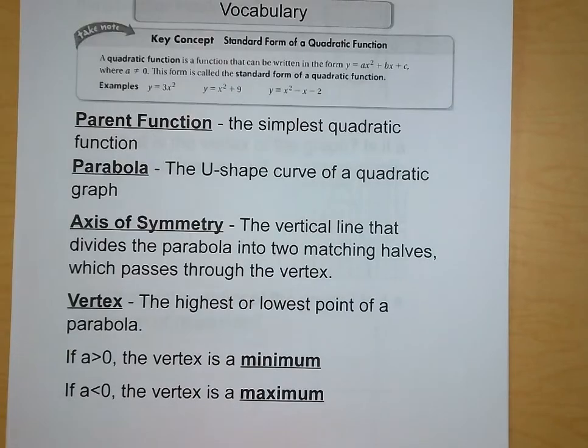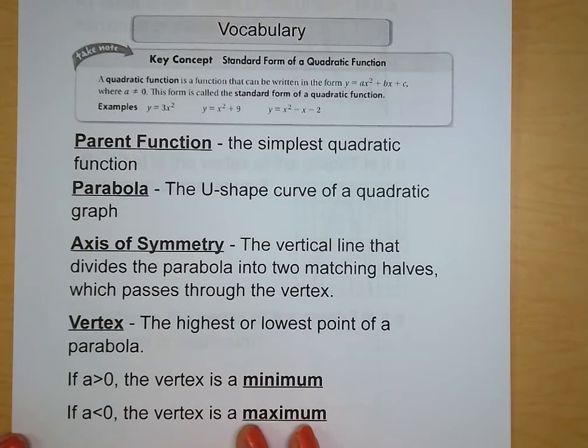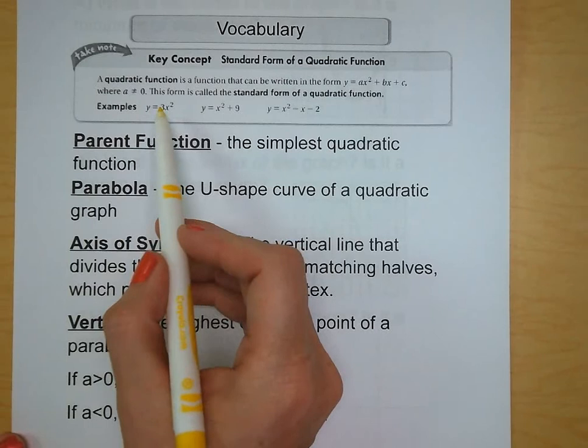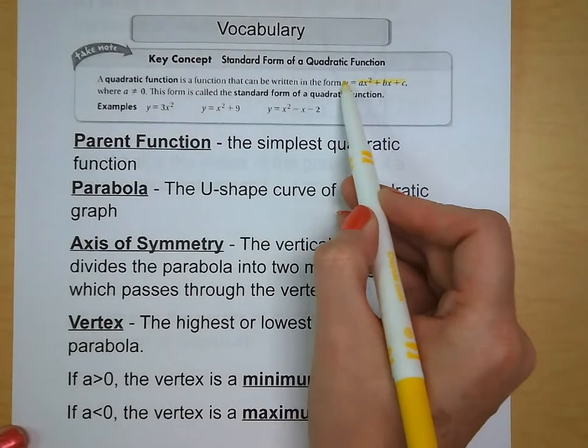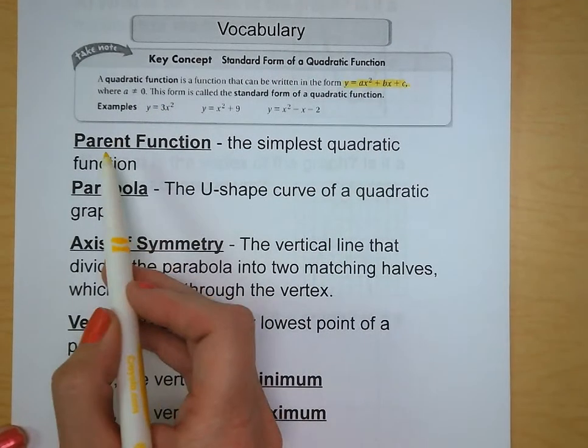Alright, first we're going to start off with our vocabulary. A quadratic function is any function that can be written in the form ax squared plus bx plus c when a is not equal to 0. This is the standard form for a quadratic function.